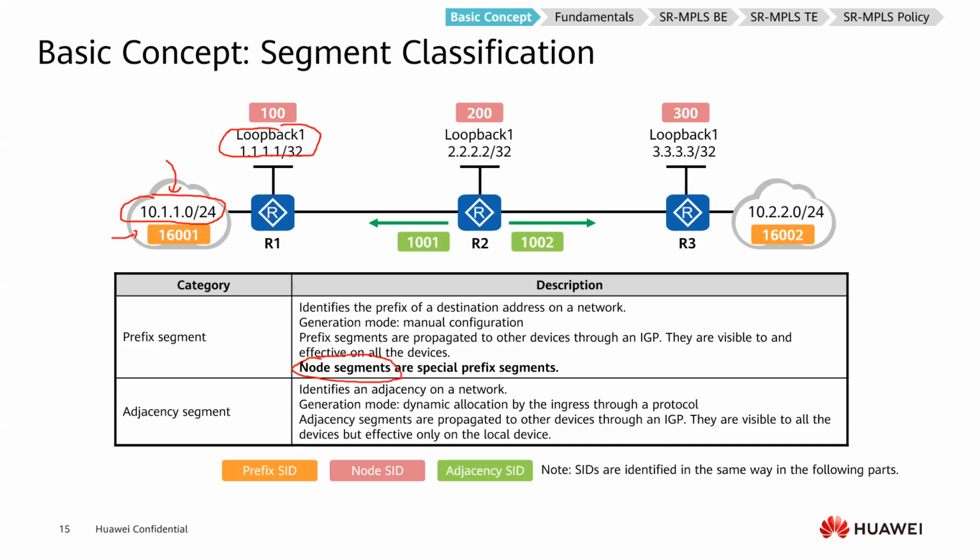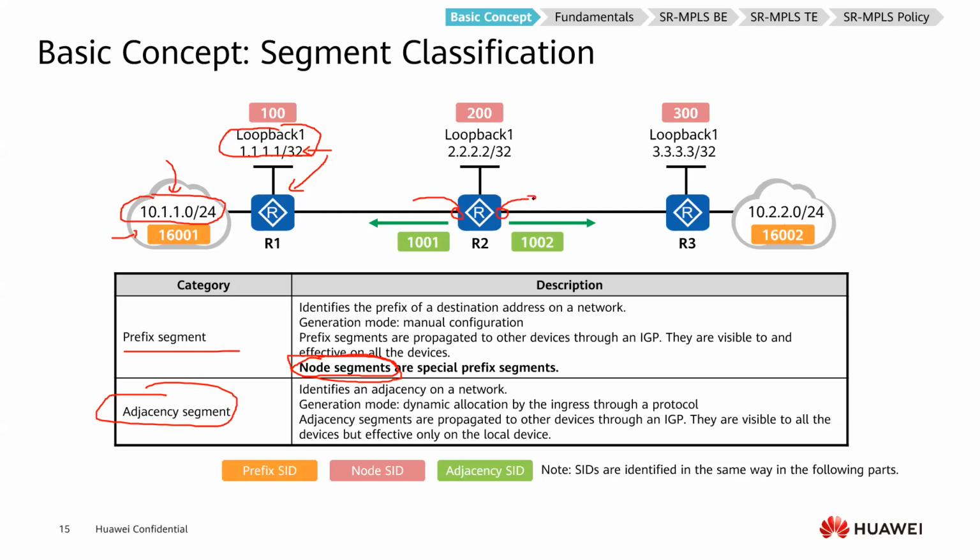A node segment means the device itself. Normally the mask length is 32 bits. So this segment is a special prefix segment, which we call the node segment. A node segment means the device itself. There's another segment called the adjacency segment. An adjacency segment means an interface, this interface or that interface.